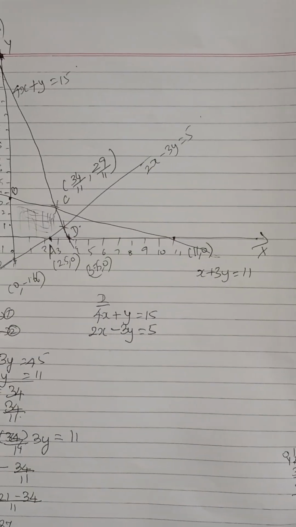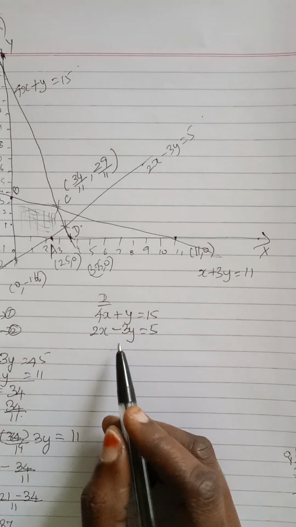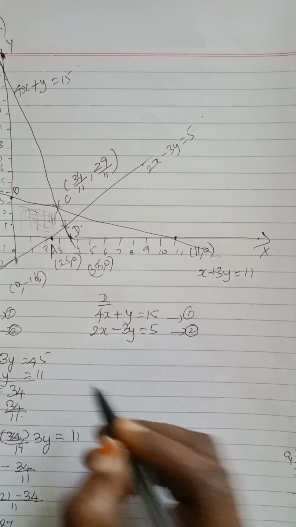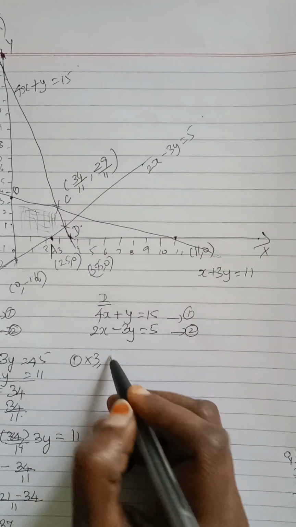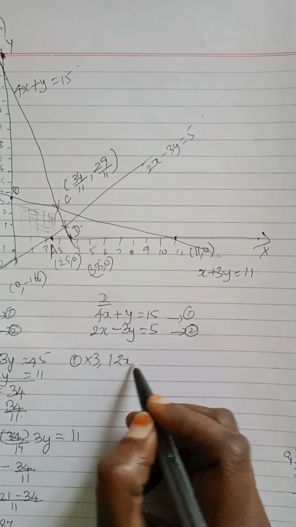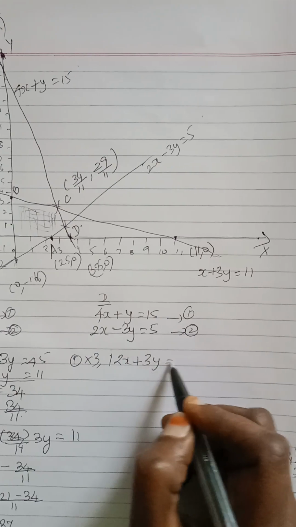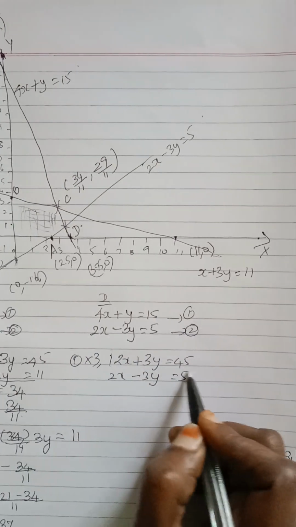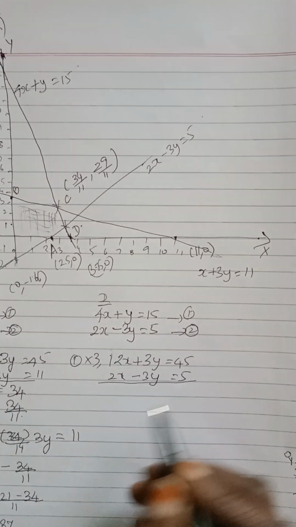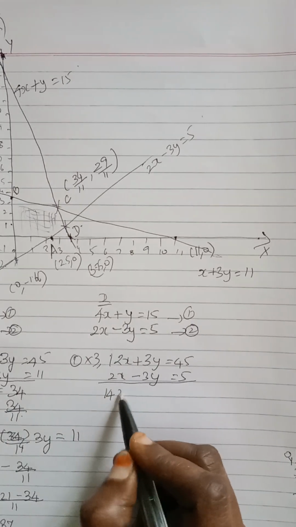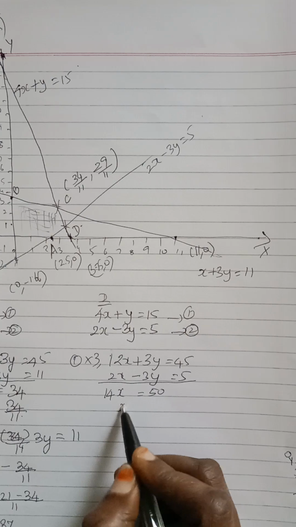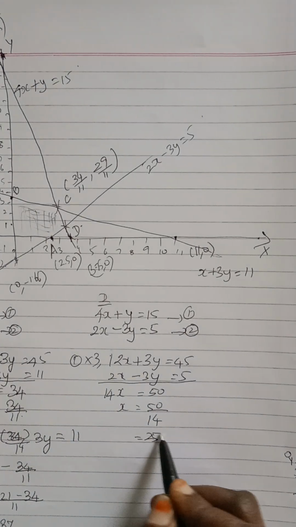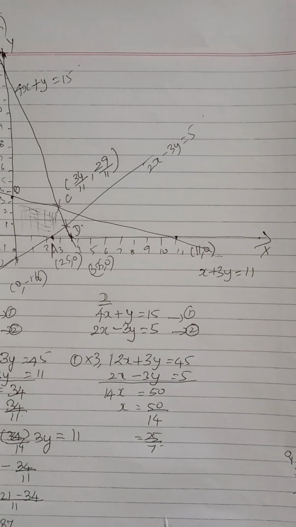Now solve this one. So here we will multiply the first with 3. So 3 4s are 12, 12x plus 3y equal to 45. 2x minus 3y equal to 5. So add both. So 14x will be equal to 50. So x will be 50 by 14. You can reduce it to 25 by 7, but keep it as such.